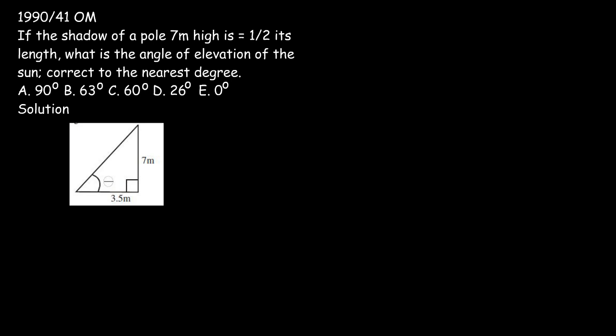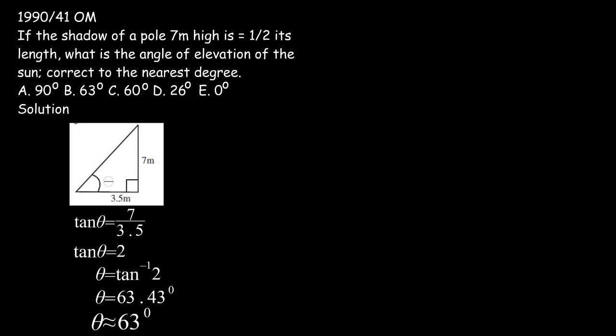Now the trigonometric ratio that fits this will be tan theta, which is equal to opposite over adjacent. So substituting, tan theta will be equal to 7 divided by 3.5. Now 7 divided by 3.5 is 2. So tan theta will be equal to 2, and theta will be equal to arc tan 2, which makes theta equal to 63.43. And approximating to the nearest degree, theta will be approximately 63 degrees.